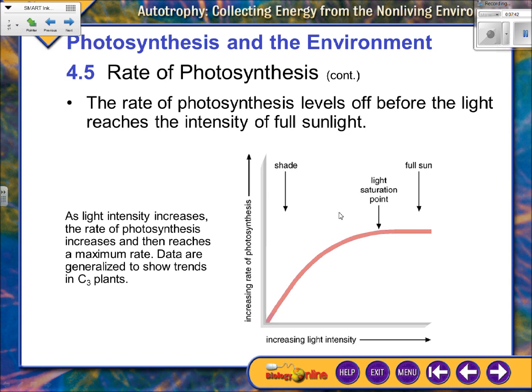Kind of reminds me if I'm shining a flashlight right in your eyes. It doesn't matter if I make it even more. It's already enough. Okay, now what do you think about temperature, you guys? How do you think temperature is going to affect photosynthesis?